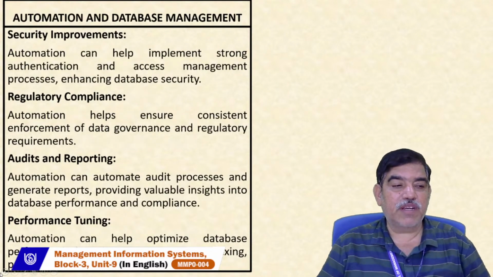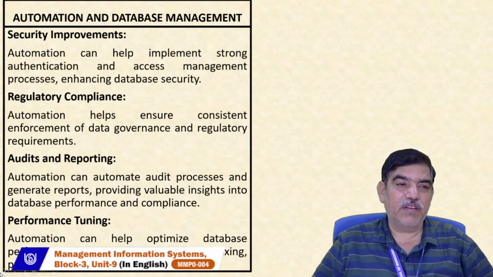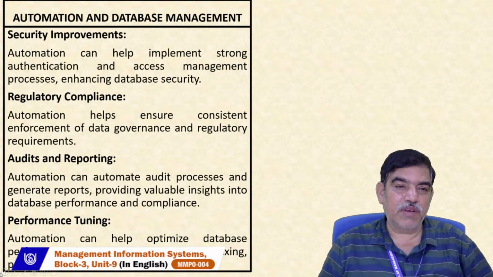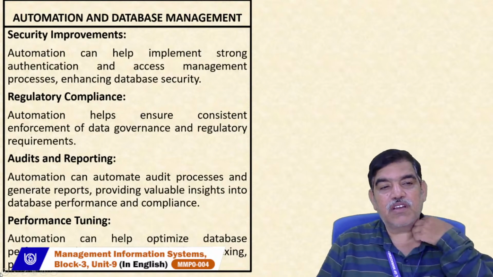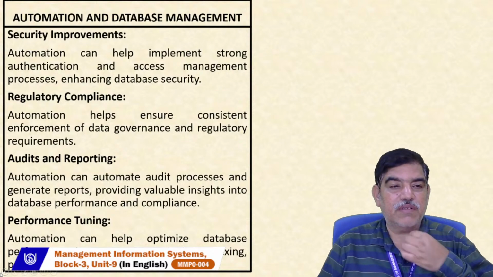Then security improvements. Security improvements means unauthorized person never access the database. And the automation can help implement strong authentication and access management process, enhancing database security. So how the security is implemented in our database? That is done through automation process.